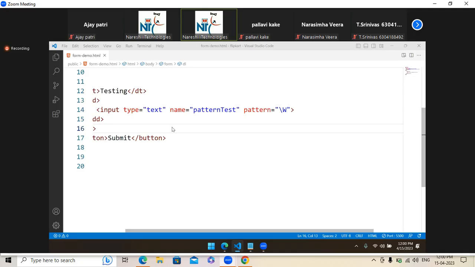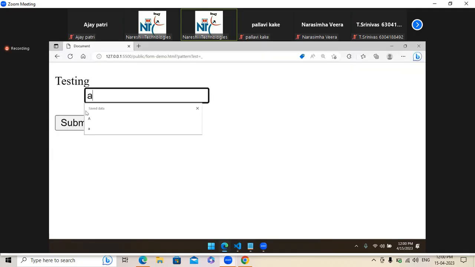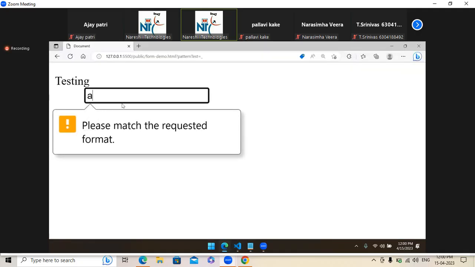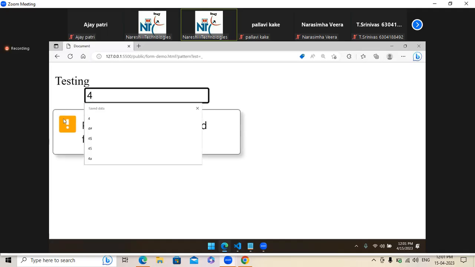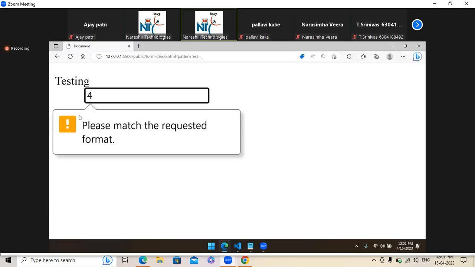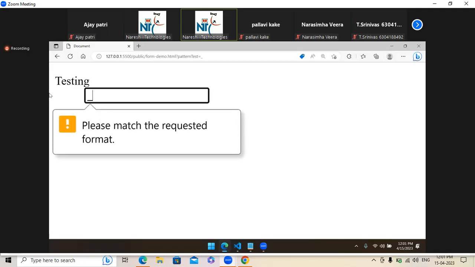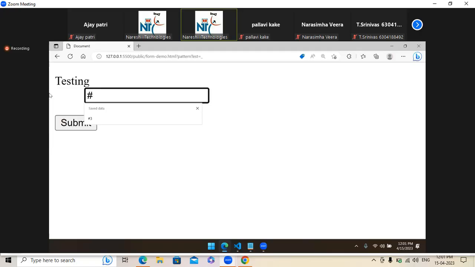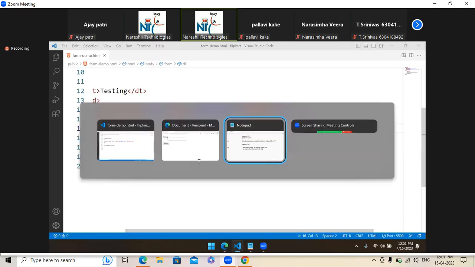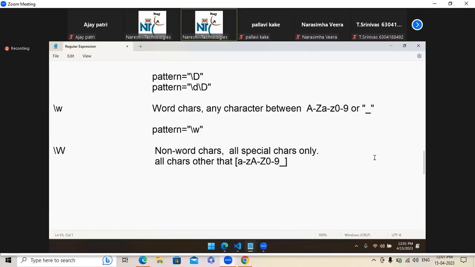Uppercase \W means it will not allow alphabets. It will not allow numbers. It will not allow underscore also. But any other special character is allowed. That is how you can manage that with \W.